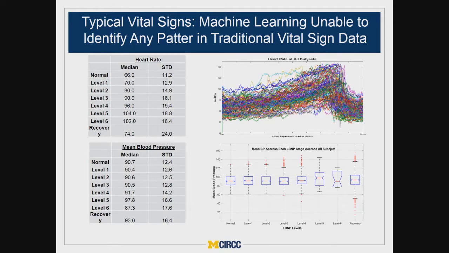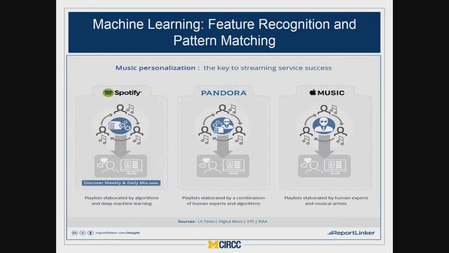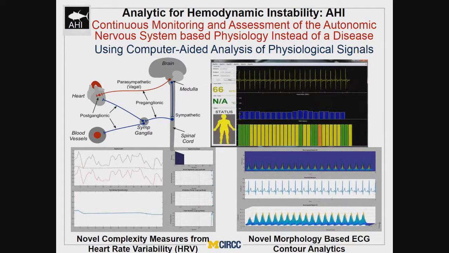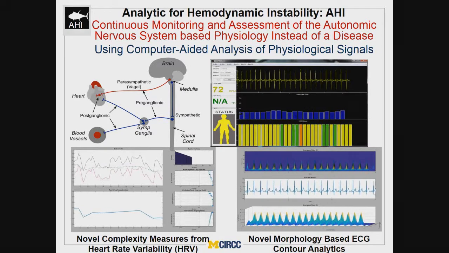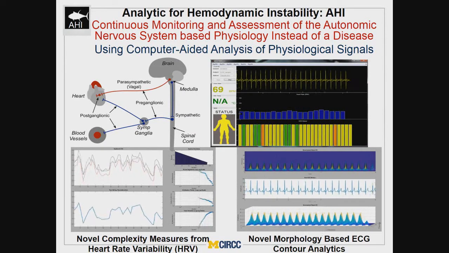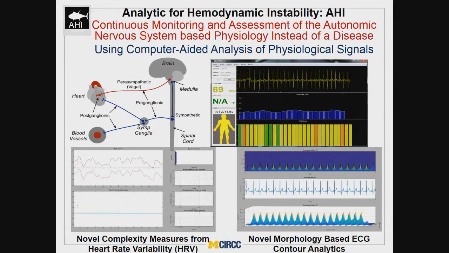So we looked at the ECG signal using machine learning. My analogy for machine learning is Pandora and Spotify, right? You're looking for patterns in the signal. We couldn't look at the integer data, so we actually looked at the ECG data to match patterns with responses. What we did is we had to get some mathematicians, computer scientists, and physiologists involved, and we developed this analytic. We looked at heart rate variability, but we used some new math.